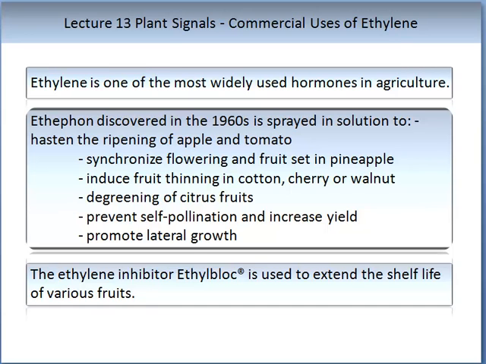It induces fruit thinning in cotton, cherry and walnut. It is responsible for degreening of citrus fruits. It prevents self-pollination and increases yield, and it can promote lateral growth. The ethylene inhibitor, Ethyl Block, is used to extend the shelf life of various fruits.